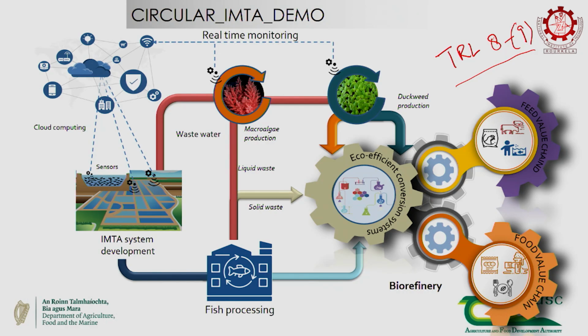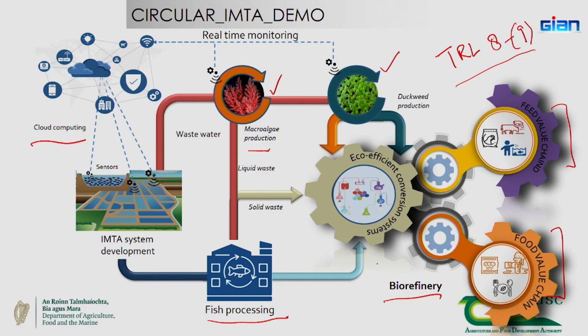So that Mount Lucas site is almost a couple of hectares of land, and over here there are different sensors, cloud computing, digitalization. The water will be used to grow seaweed, not microalgae, macroalgae, as well as to grow duckweed, the green one you have seen, and whatever fish is produced is processed, and the side stream, all these things will be used to develop a biorefinery for both feed and food value chain by using a technology.